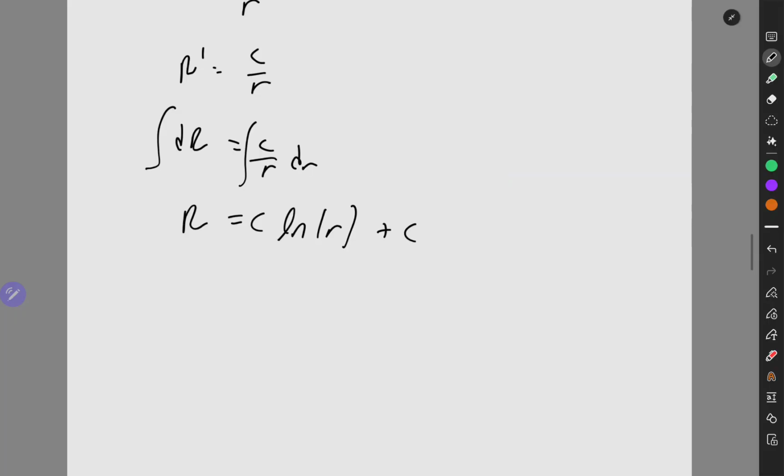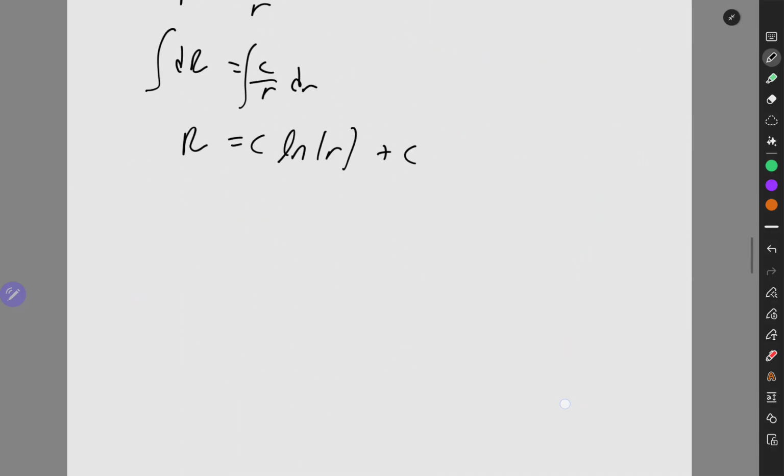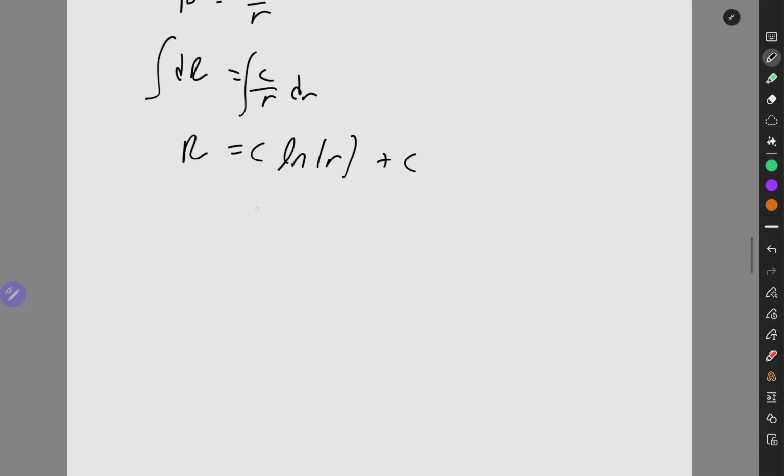Now, taking a look at this, we can see that as r increases, the natural log of r goes to infinity. So this term we ignore. So the r naught is equal to c naught in the end here. So for this case, we have this.